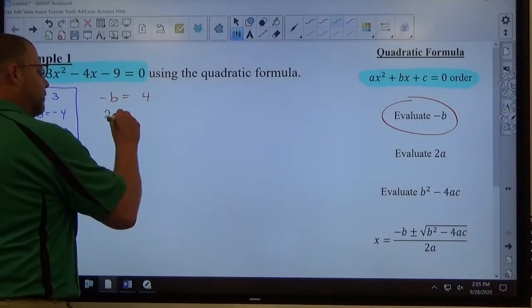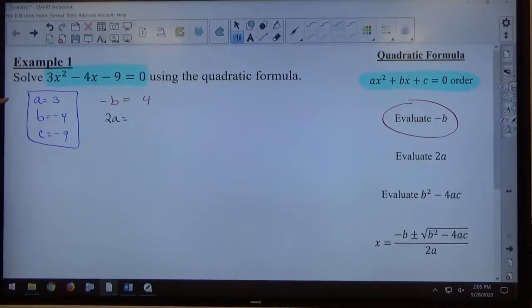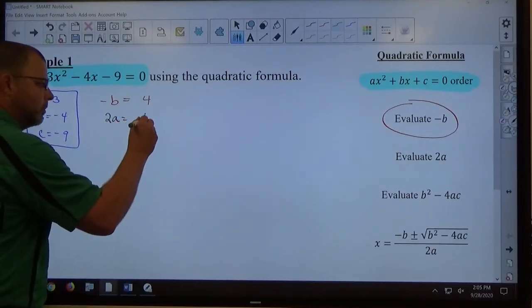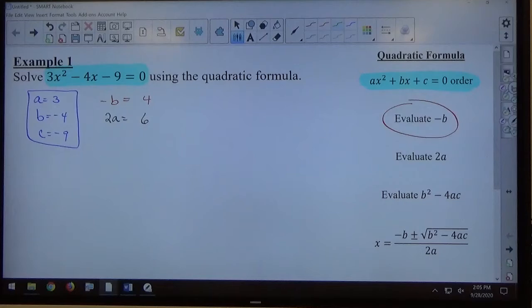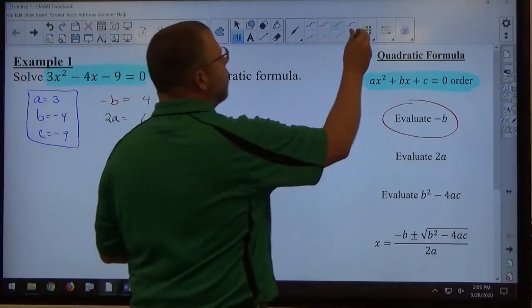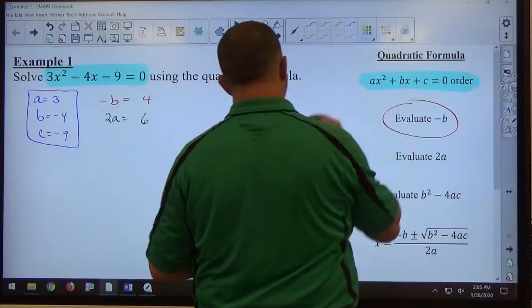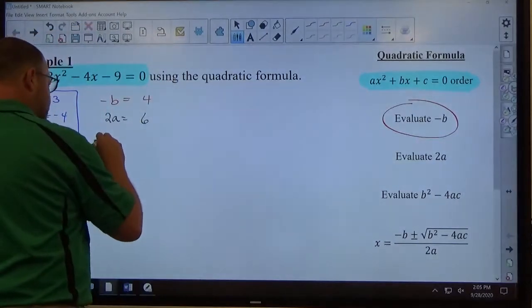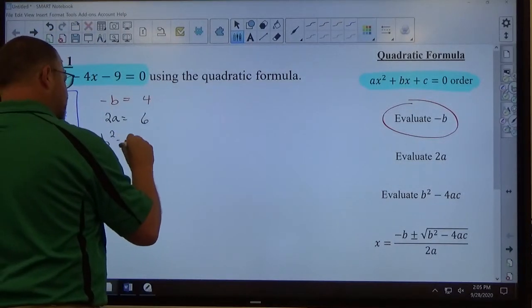2a. All 2a means is take whatever a is and make it twice as big. What's twice 3? 6. Those are easy, right? 6. Now let's go to the one that's a little bit more challenging, but still not that hard. We have b squared minus 4ac.